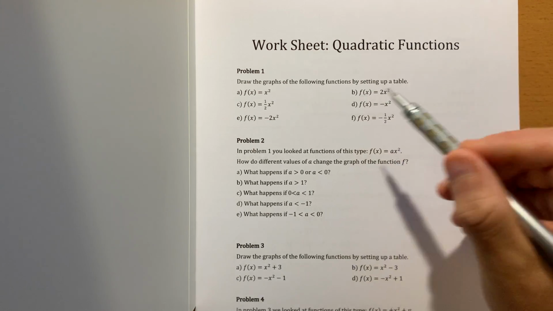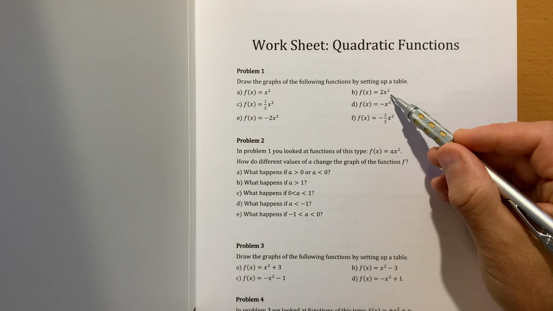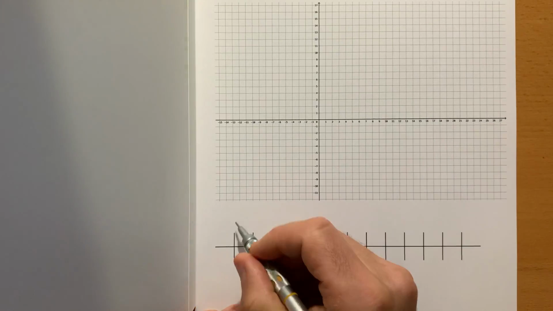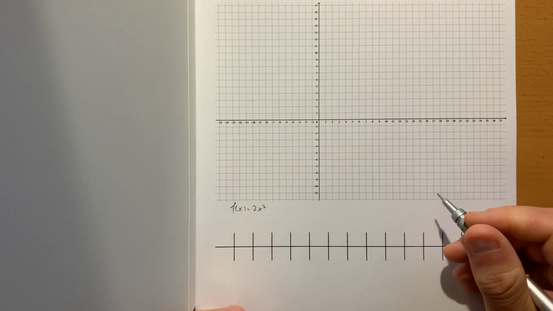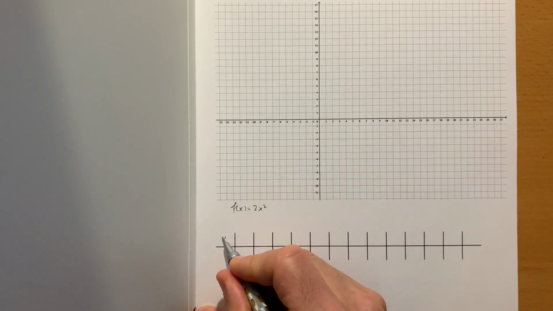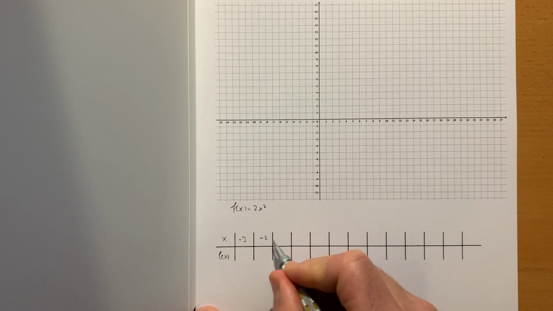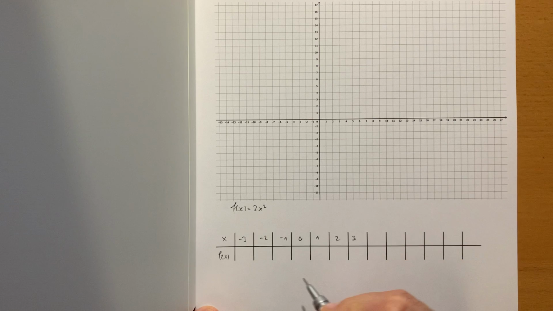We've already done 1a in the introductory video, so now we're going to look at what happens if the function looks like this. f of x is 2x squared. As we don't know the pattern of these functions yet, we have to set up a table, x and f of x: minus 3, minus 2, minus 1, 0, 1, 2, and 3.